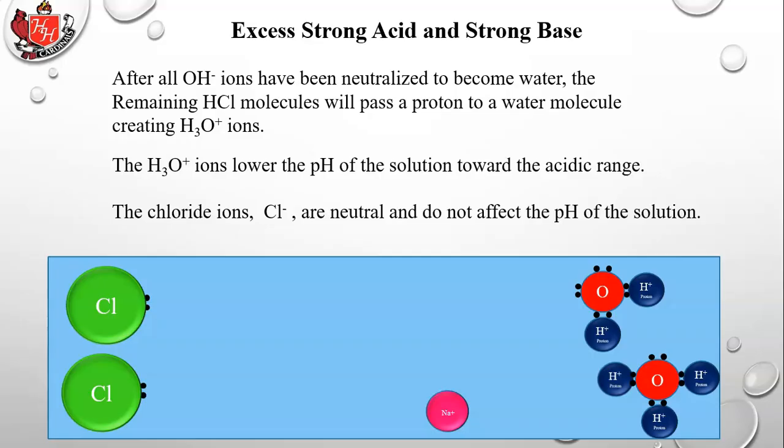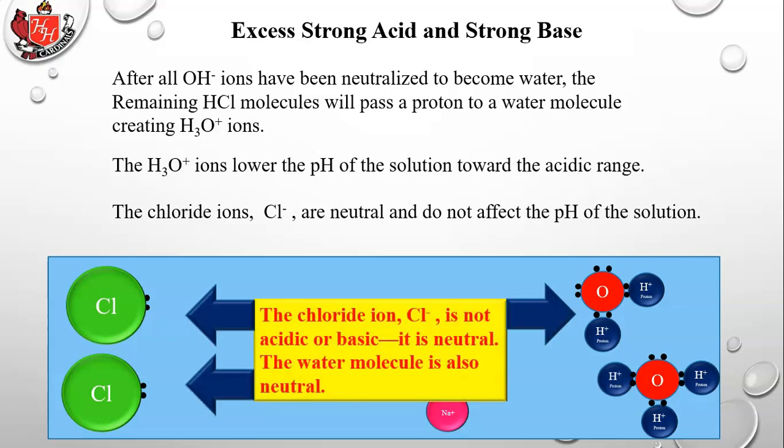Don't confuse the fact that chloride ions are negatively charged with being acidic or basic. A negatively charged ion is not necessarily an acid or a base. It can be, but in the case of chloride, it's not. Chloride is neutral and does not affect the pH. So the chloride ion Cl- is not acidic or basic. It is neutral. The water molecule is also neutral. The one thing that contributes to the pH is that hydronium ion on the bottom right, and that is going to move the pH down towards the acid range.